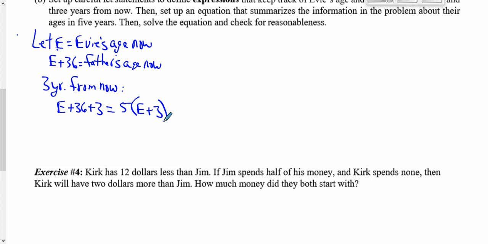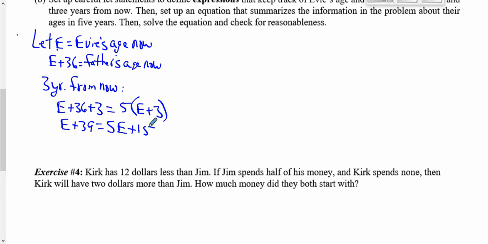Okay. Now we can solve it, can't we? For Evie's age, what do we do? What do we get here? E plus 3 equals what? 5 plus 15. Wonderful. We got variables on both sides. What should we do? We should move the E.